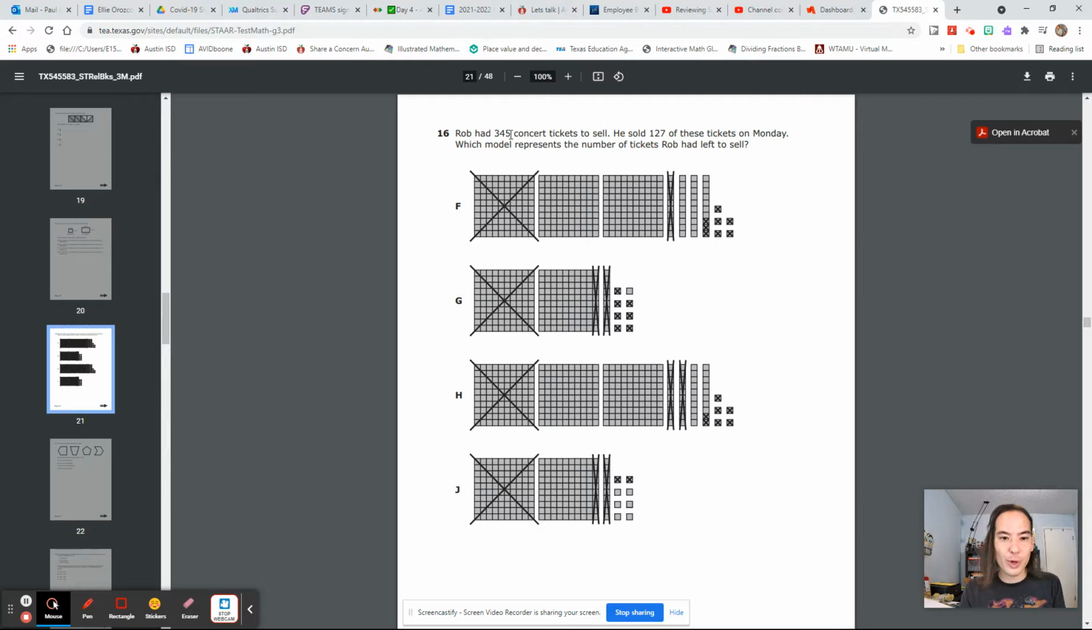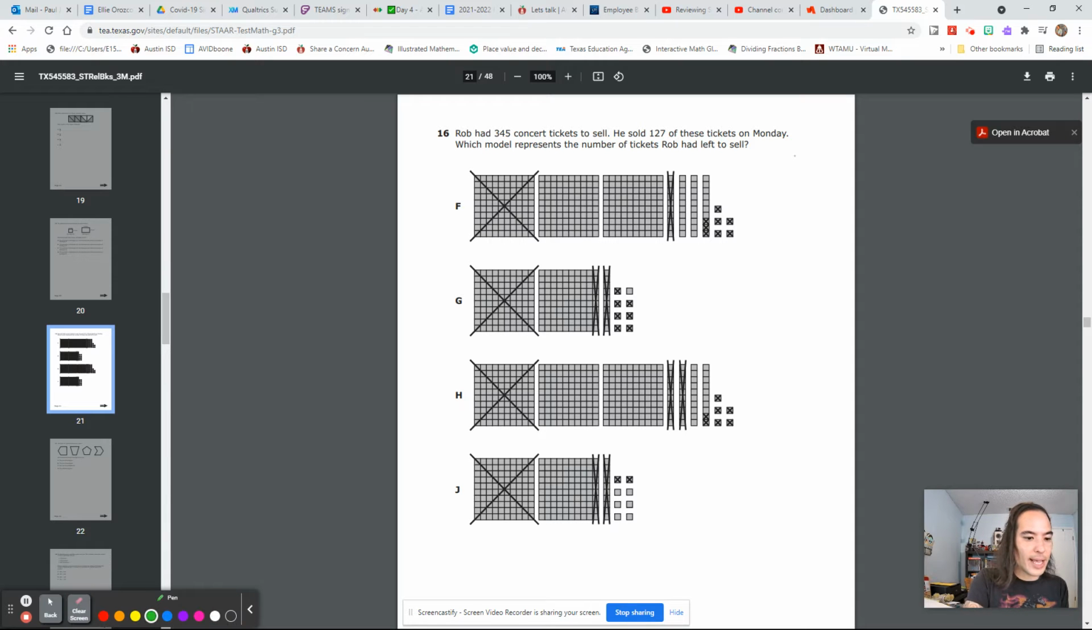We read, now we reread. Rob had 345 concert tickets to sell. Okay, he started with 345. He sold 127 of these tickets on Monday. Okay, so 127 tickets went away. Which model represents the number of tickets Rob had left to sell? Okay, so we read and we reread.